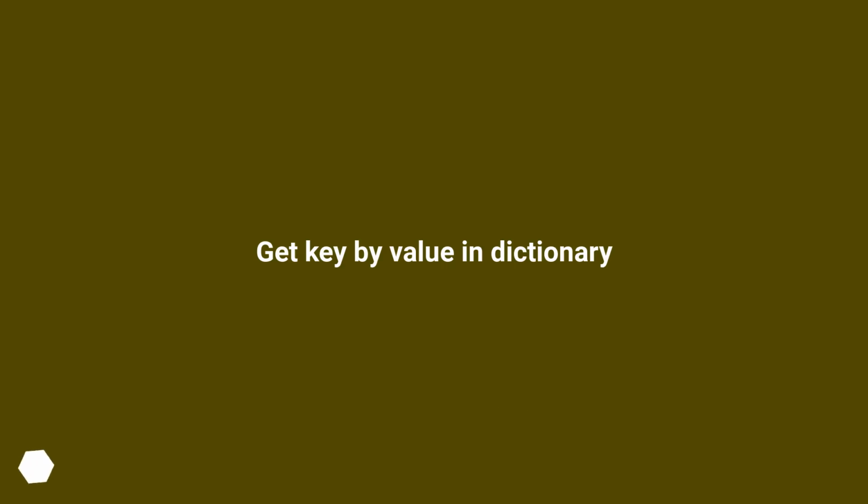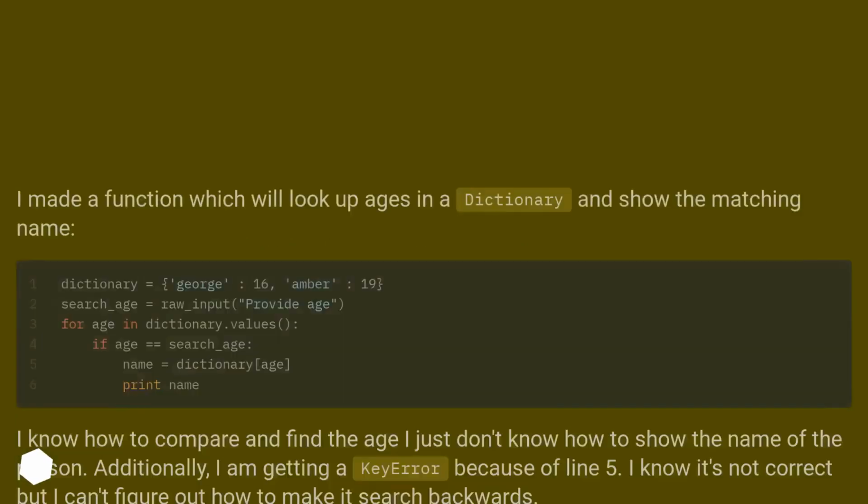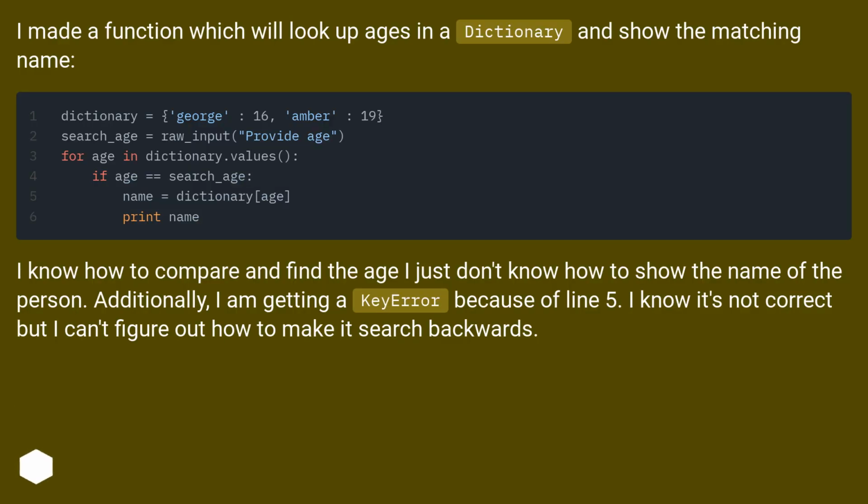Get key by value in dictionary. I made a function which will look up ages in a dictionary and show the matching name. I know how to compare and find the age, I just don't know how to show the name of the person. Additionally, I am getting a key error because of line 5. I know it's not correct, but I can't figure out how to make it search backwards.